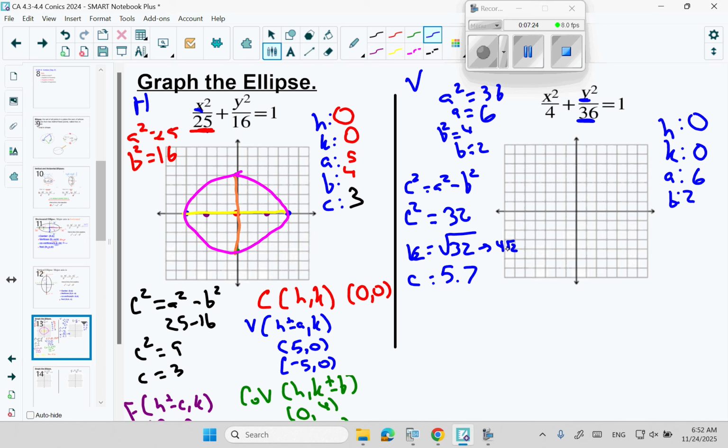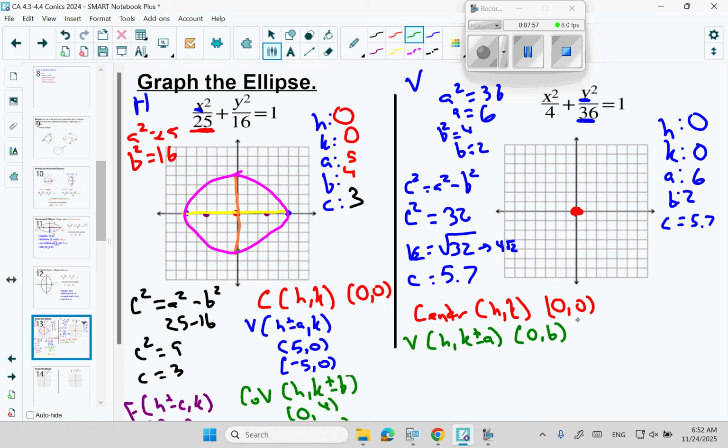All right. So that was c. So center. Center is always h, k, so we're going to get 0, 0 we can plot. Because this is vertical, we can now find vertices are going to be h, comma, k plus and minus a. So a is 6, there's 0 plus 6 and 0 minus 6, so I'm going to get 0, 6 and 0, negative 6.